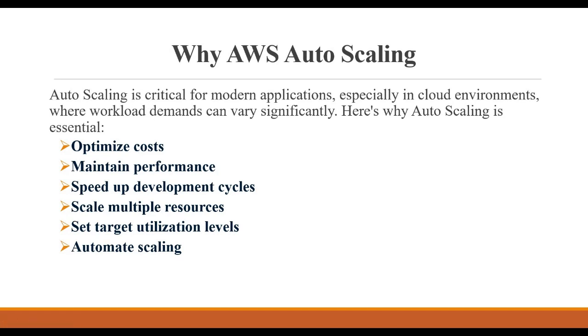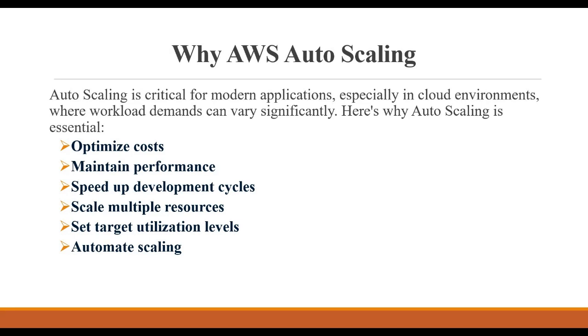Optimizing cost. You only pay for the resources you need and you can avoid over provisioning and underutilization. It means you only pay for what you use and what resources you need. Maintain performance. AWS auto scaling monitors your applications and automatically increases the capacity when demand spikes. The next is speeding up development cycles. It can automatically change the resources for CI/CD pipelines to ensure the builds and deployments are completed promptly.